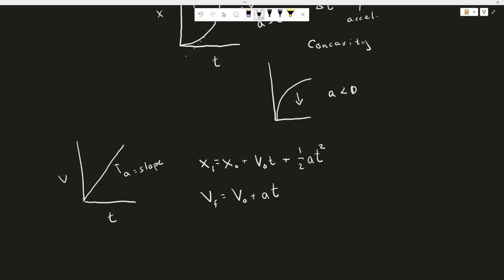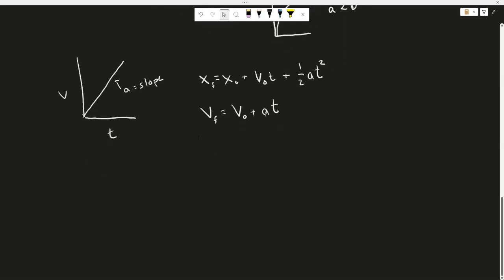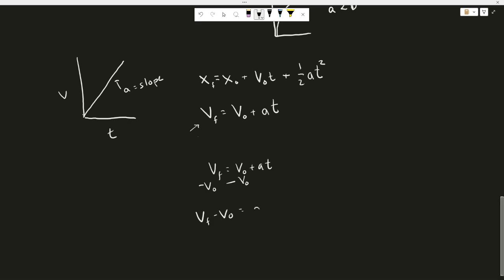The third kinematic equation is gotten by plugging one of these equations into the other one to get rid of our variable for t. So if we want to get rid of our variable for t, we need to solve one of them for t and plug it into the other. So I'm going to solve this equation for t since it's easier. So I get Vf equals V naught plus AT. I can subtract V naught from both sides and get Vf minus V naught equals AT. And therefore t is equal to Vf minus V naught all over A.